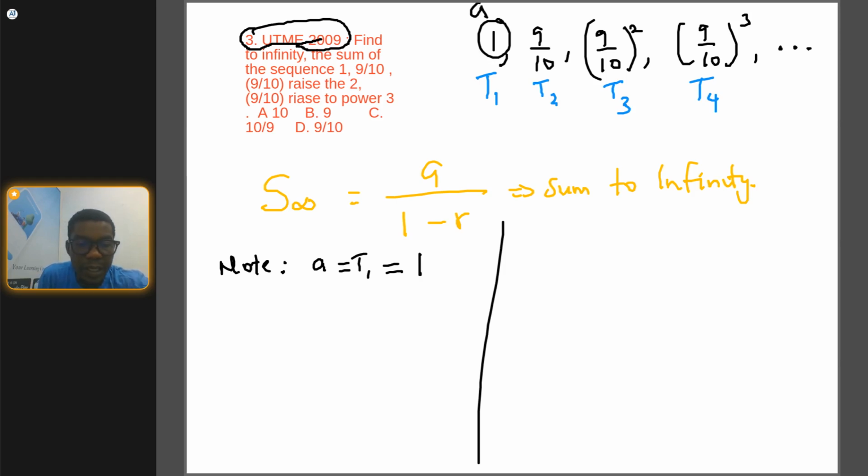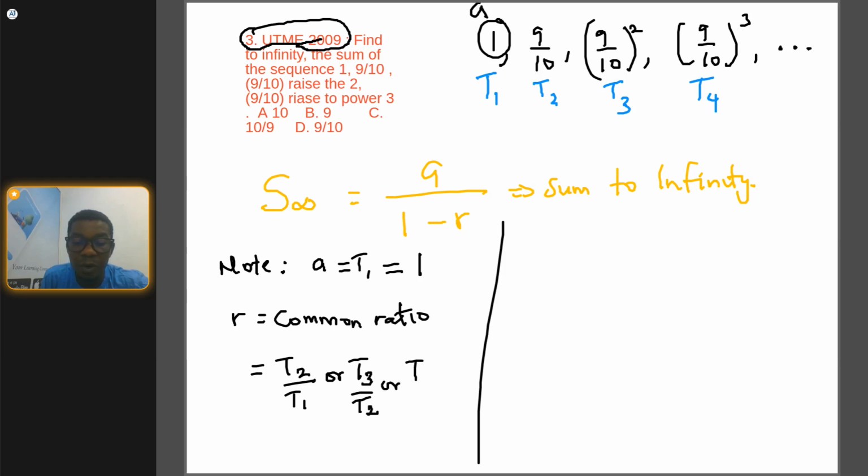All right. Now, how do we get R? Because it is a GP, R is called the common ratio. The common ratio is obtained by this formula, T2 over T1, or T3 over T2, or T4 over T3, and so on. All of these will give you the same answer. Let's make use of the first one, T2 over T1.